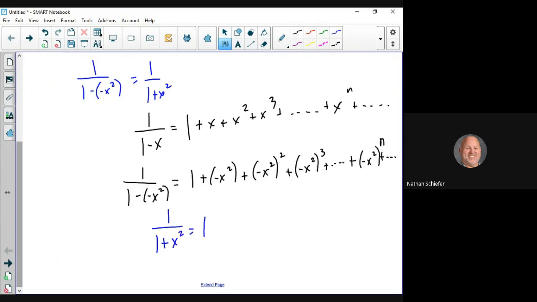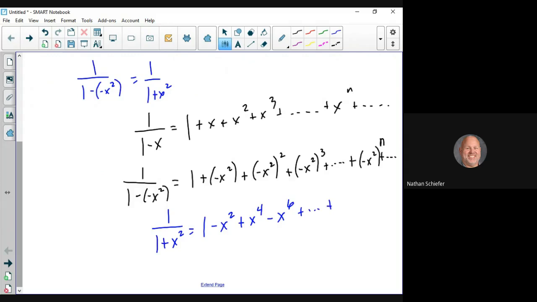Next term, minus x squared, plus x to the 4th, minus x to the 6th. So it alternates because we're raising a negative to an even and odd power, plus dot, dot, dot.